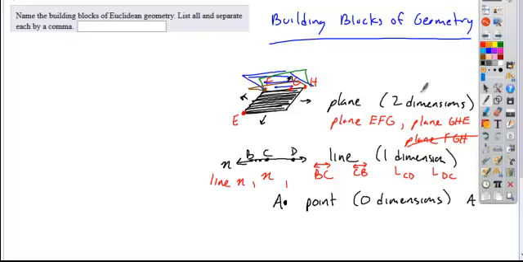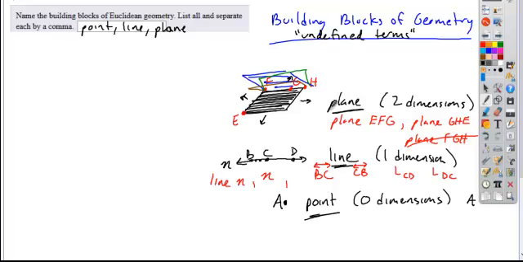All right, so those are the elements that we're looking at. Those are the 3 building blocks, so point, line, and plane. The other way that you might see this is called the undefined terms of geometry. Undefined terms are also these 3 building blocks, point, line, and plane.